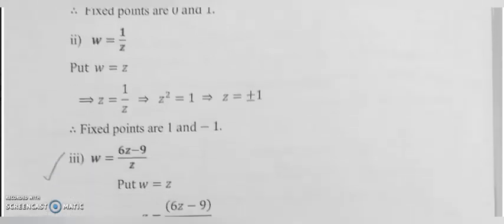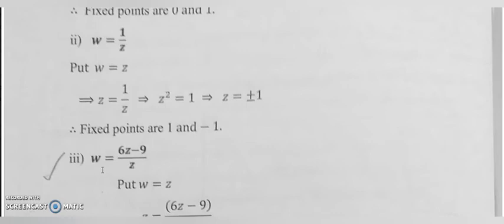Let me go to the next subdivision. W is equal to 1 by Z. Let's put W is equal to Z. So instead of W, I take Z. Z is equal to 1 by Z. Cross multiplying, Z square is equal to 1, which implies Z is equal to plus or minus 1. So fixed points are plus 1 and minus 1.